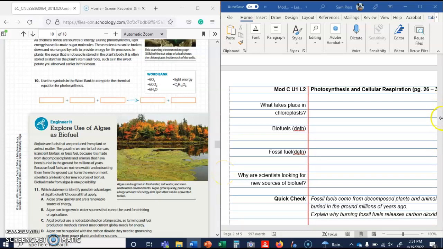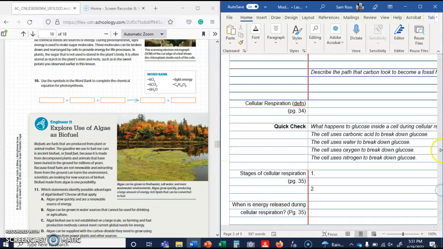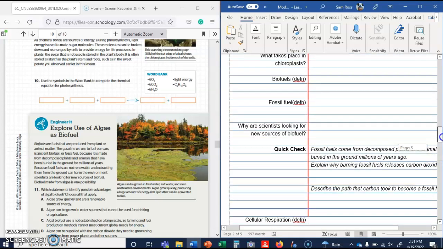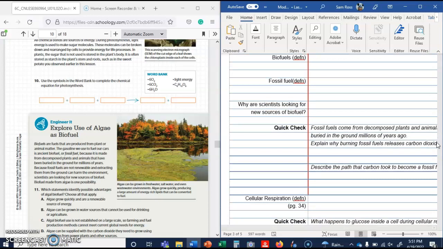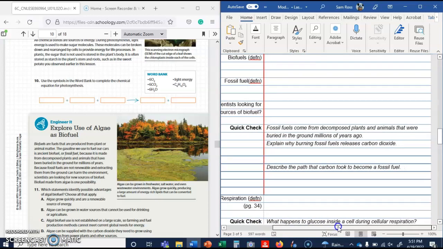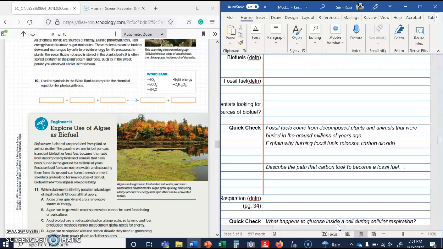And then we have another quick check. I don't really know where to click here. Okay. Where are we? Right there. It says fossil fuels come from decomposed plants and animals that were buried in the ground millions of years ago. This is a two-part question when you see it on the quiz. The first part says, explain why burning fossil fuels releases carbon dioxide.